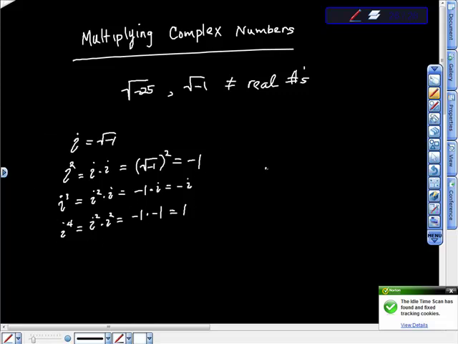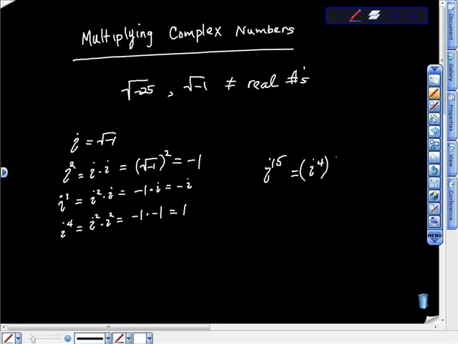So look, if you had i to the 15th power, you could say it is equal to i to the 4th power times 3, isn't it? Doesn't that give us i to the 12th, times i to the 3rd power? What's i to the 4th power? i to the 4th is 1, isn't it? Times i cubed. 1 to the 3rd is 1, times i cubed is still i cubed. Really, really important.